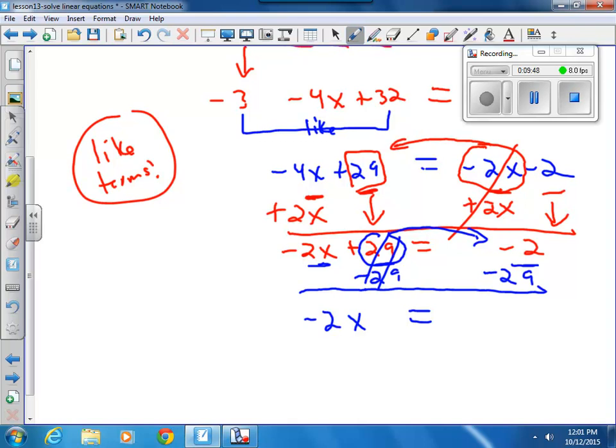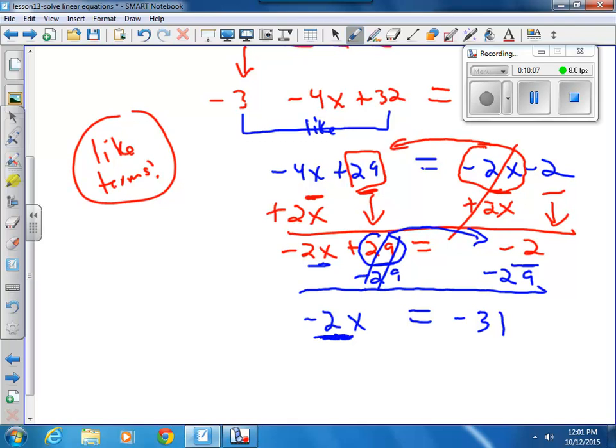I have negative 2x equals negative 2 minus 29 makes negative 31. And you can say it as negative 2 plus negative 29. You could say it like that too. Still negative 31. And then right at the tail end, there's a coefficient on 2's connected with x by multiplication. So to undo, you divide.